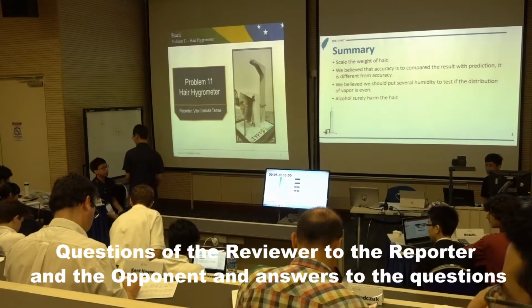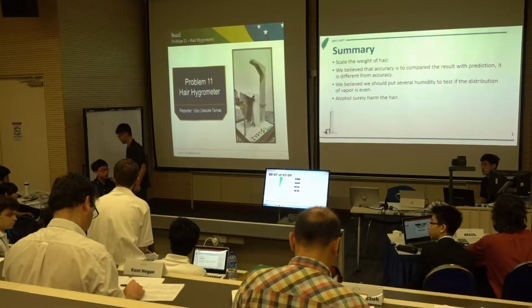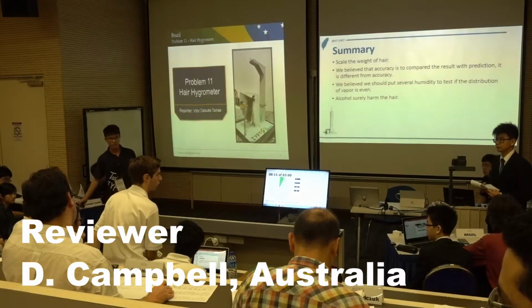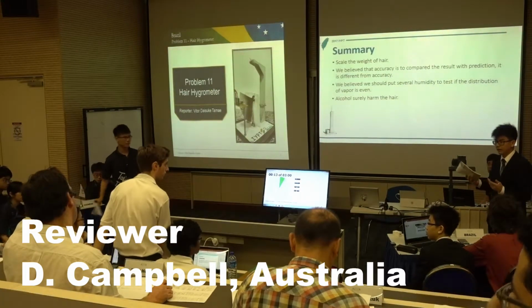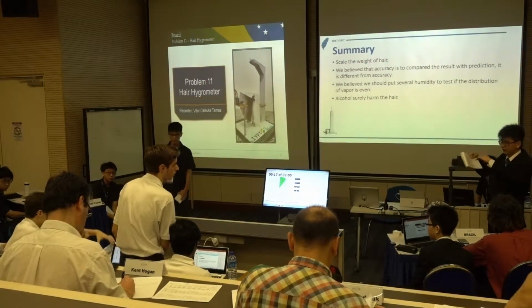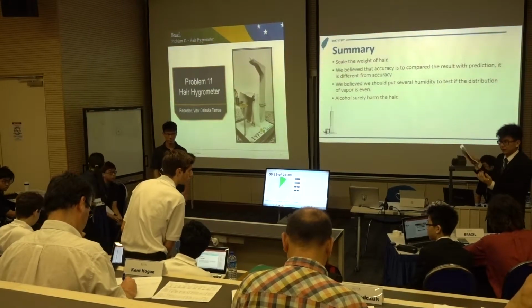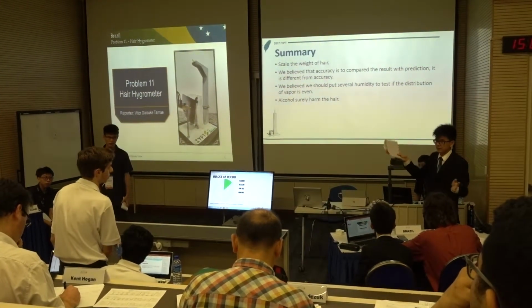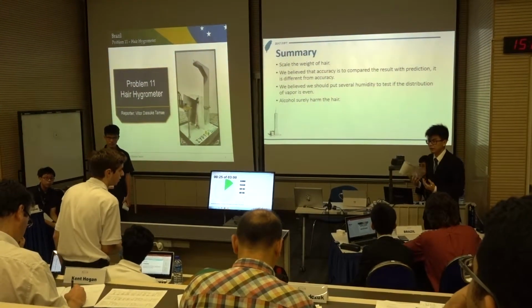Now the reviewer. A question to the reporter. Why do hydrogen bonds form within the hair structure? Because the alpha structures have to form between the amino acids. We have both parts of amino acids. But why do they form between the amino acids? Yes, between the amino acids.